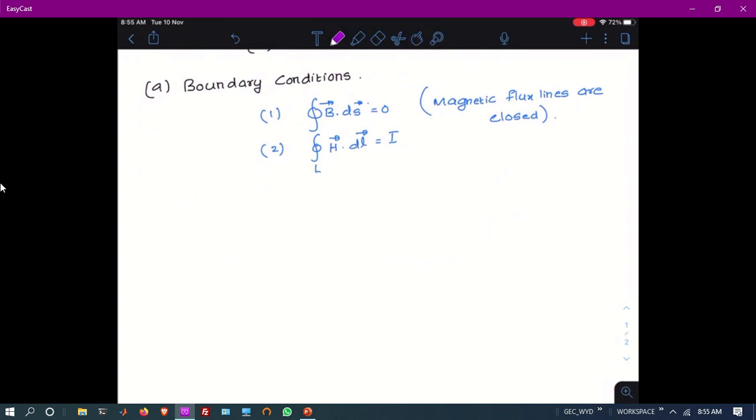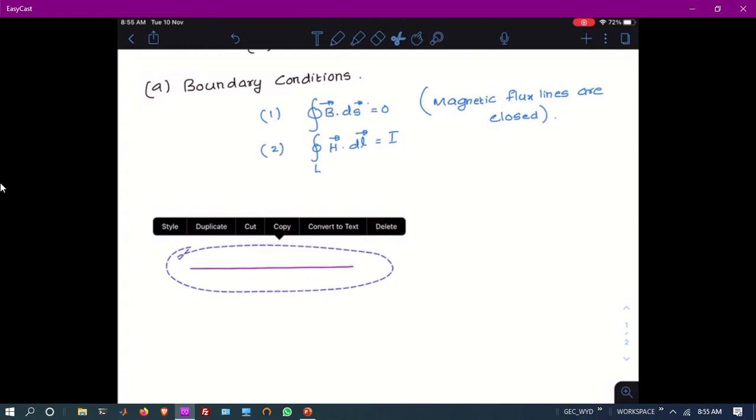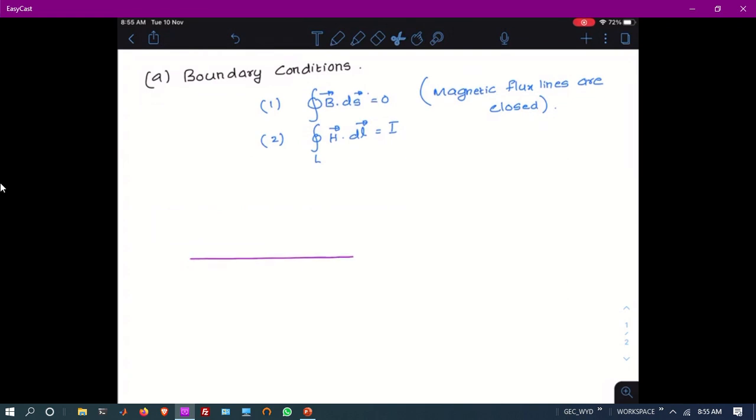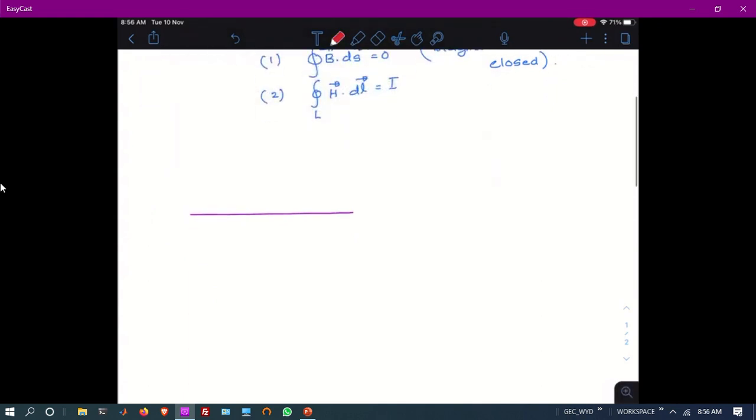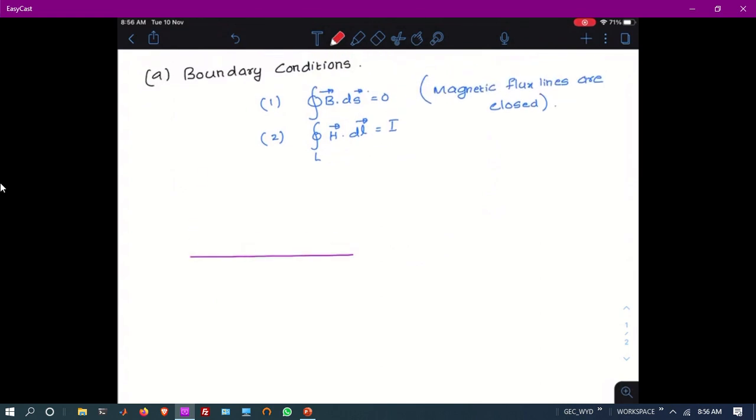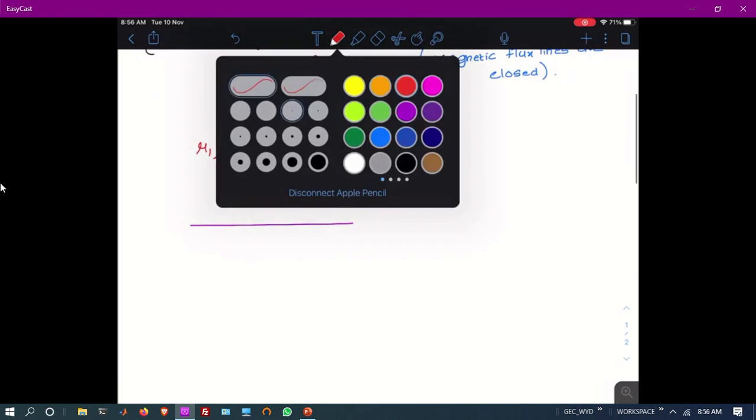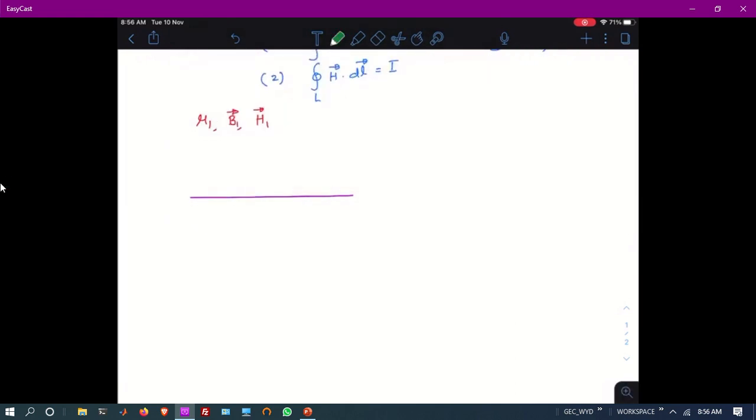As we have seen in electrostatics, let's assume that there is a boundary and the two sides of the boundary are of two different materials. Let's assume that both are dielectric, and in the first medium we have the magnetic permeability mu1. It has a magnetic flux density B and a magnetic field H. So this is B1, H1. Similarly, in the lower medium, let's say it has a magnetic permeability mu2, magnetic flux density B2, and magnetic field H2.